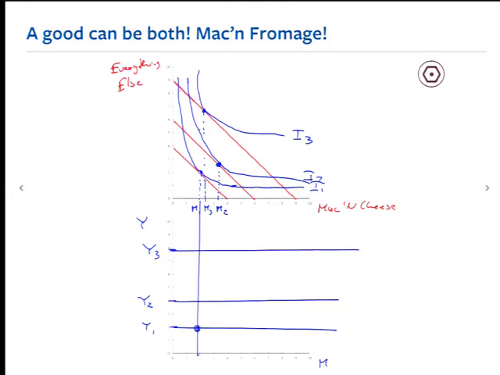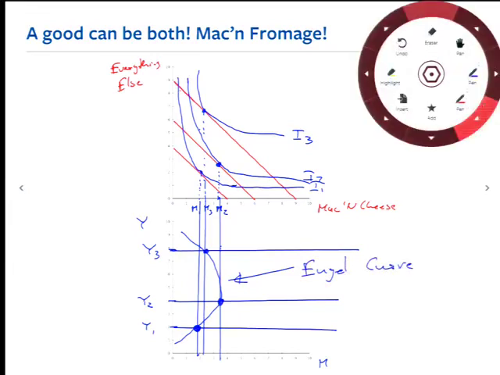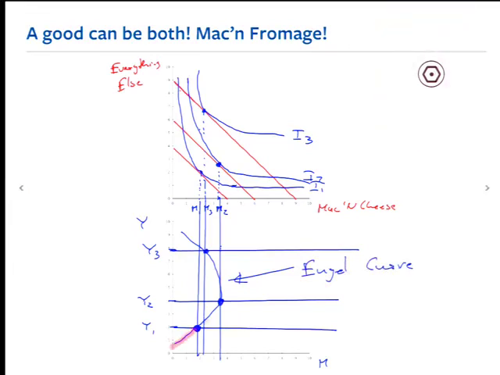So that's the low level of income. That's my consumption of mac and cheese at $2 of income. At $4 of income, I'm consuming M2 units of mac and cheese right here. And at the highest level of income, I'm now consuming M3 units of mac and cheese. So if I did this over and over again, I get a weird backward bending Engel curve. Let's go crazy here and draw this in all red. Okay, that's what my Engel curve looks like.